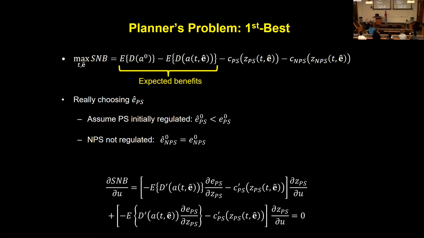The only thing to notice here is that the expectation for point sources is separated from this marginal effect of abatement on emissions. For non-point sources, we can't separate that very easily because this is emissions for, this should be non-point sources. These emissions are stochastic. Sorry, I didn't change the notation. This should be ENPS and this is ZNPS. This E is stochastic, so we can't just pull this out and separate and have two expectations. There's going to be a covariance term, and that'll arise in a minute.